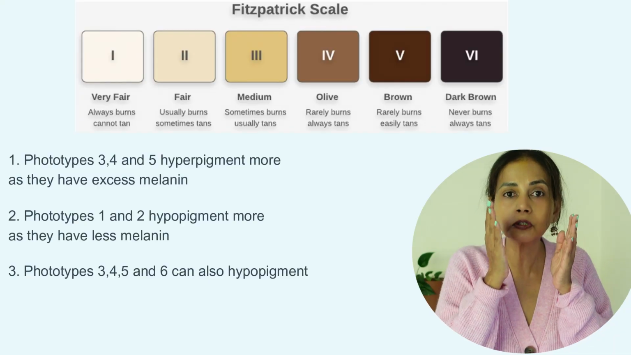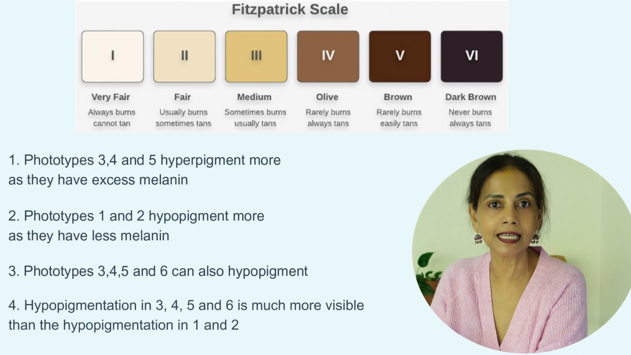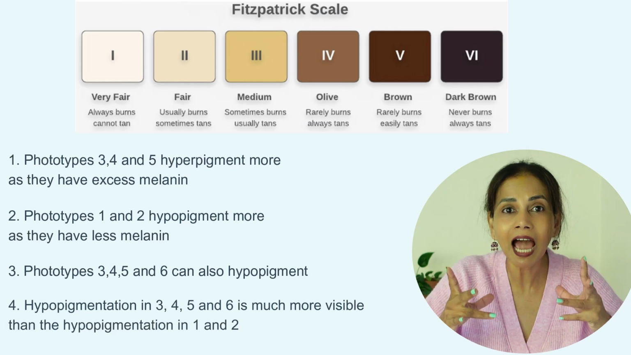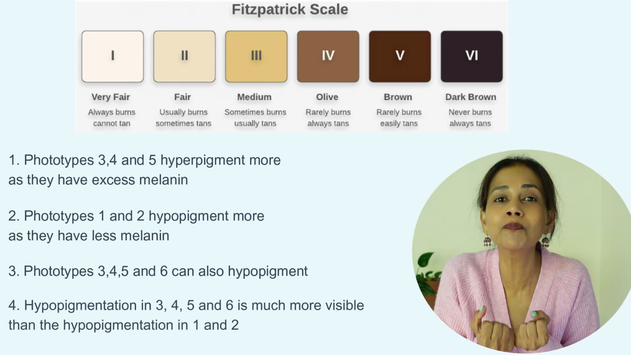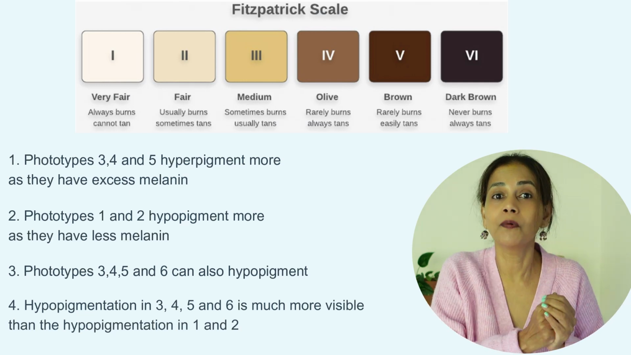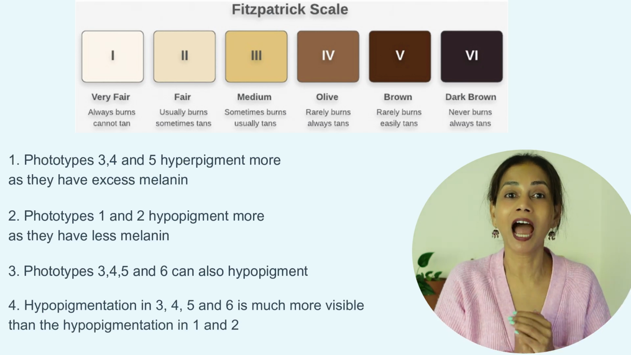Now the fourth important fact to remember is that when phototypes 3, 4, 5 and 6 hypopigment, that hypopigmentation is much more visible in them than when phototypes 1 and 2 hypopigment. That's because they've got a darker skin tone and suddenly a much paler section of the skin pops up, a huge contrast in color. So hypopigmentation is going to be much more visible in 3, 4, 5 and 6. Those are the 4 important facts to remember.